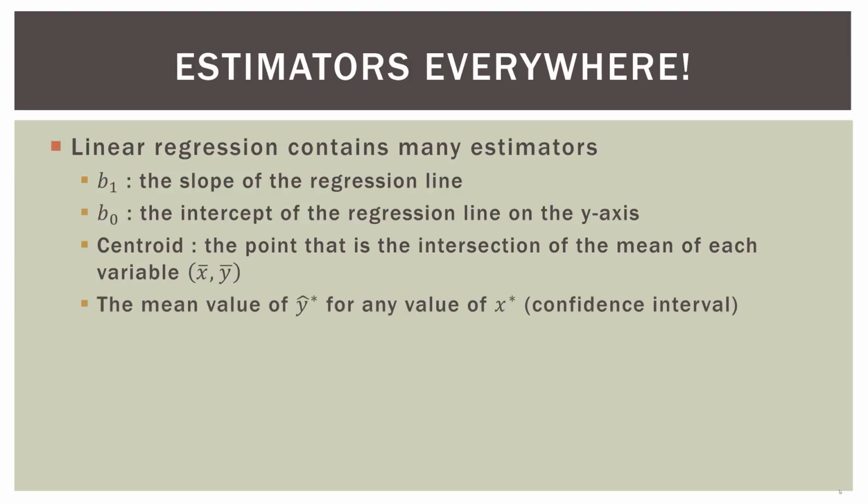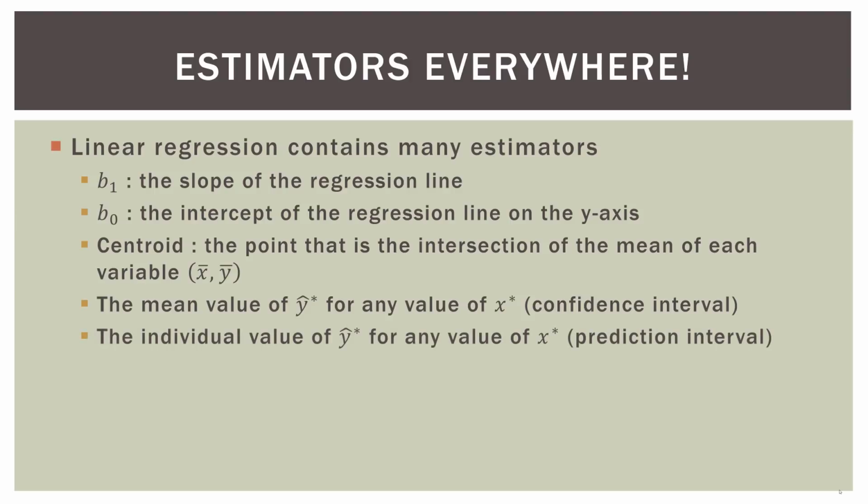The mean value, y hat star, which we'll get to all this in a minute, for any value of x star. Okay, so that's an x that we want to find the value of y for, basically. We're talking about the mean value for any value of x. Then there's the individual value of y for x. That's a prediction interval. Two different things. That's going to be the next two videos, confidence intervals and prediction intervals.